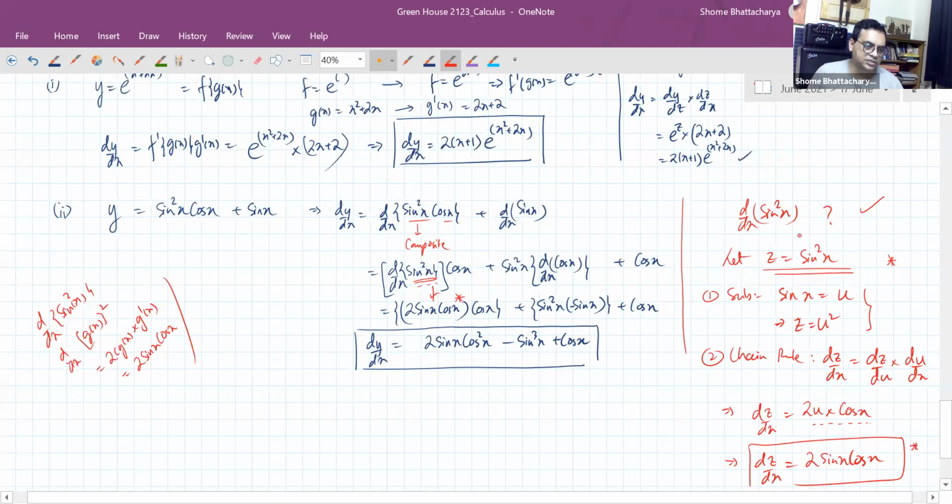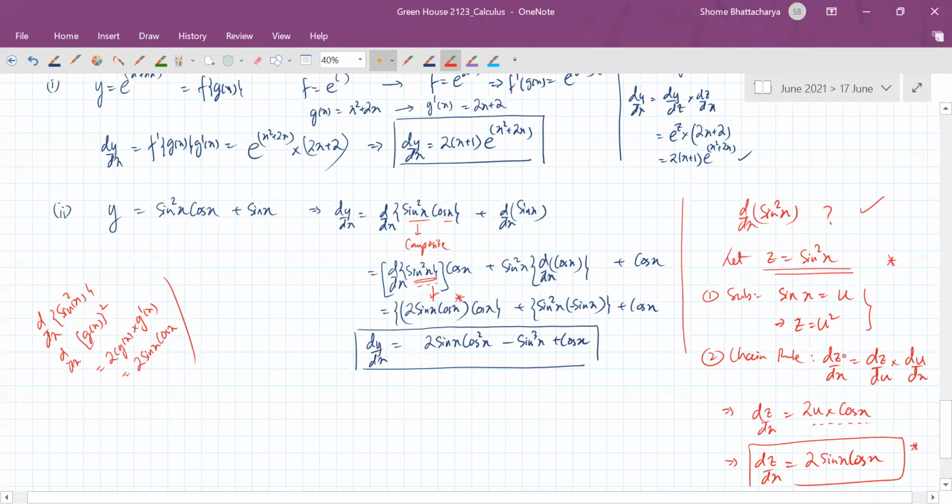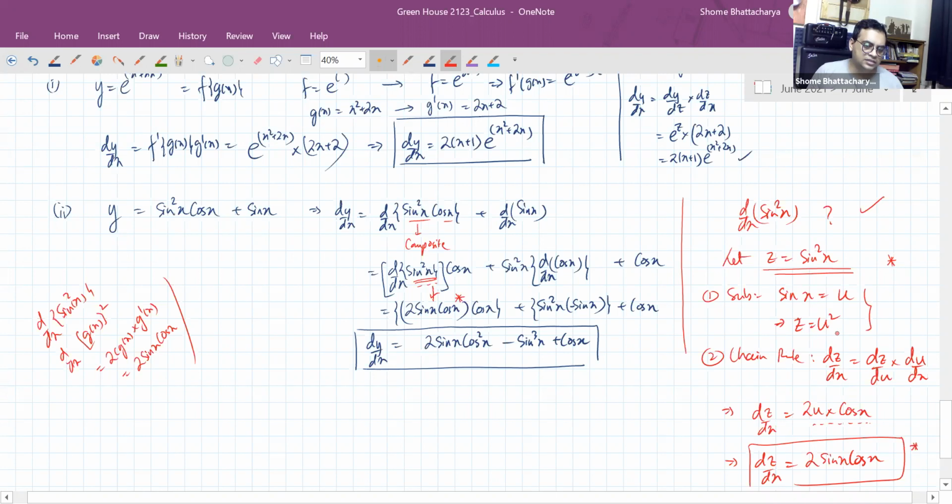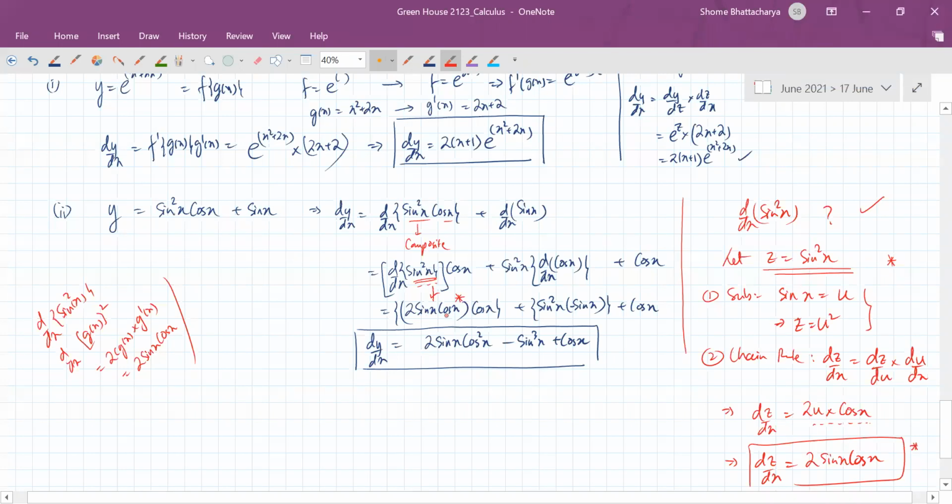You understanding? See this term z. This term that we are differentiating, sine square x, if you treat it like a new variable z, what is z? Z is u square, where u is sin x. So your differentiation of z with respect to x will be differentiation of u square, which is 2u, into differentiation of u with respect to x, which is cos x. So that 2u is nothing but 2 sin x. That's how this term 2 sin x is coming, into differentiation of sin x, which is cos x. Is it clear now? Okay, sir. Thank you.